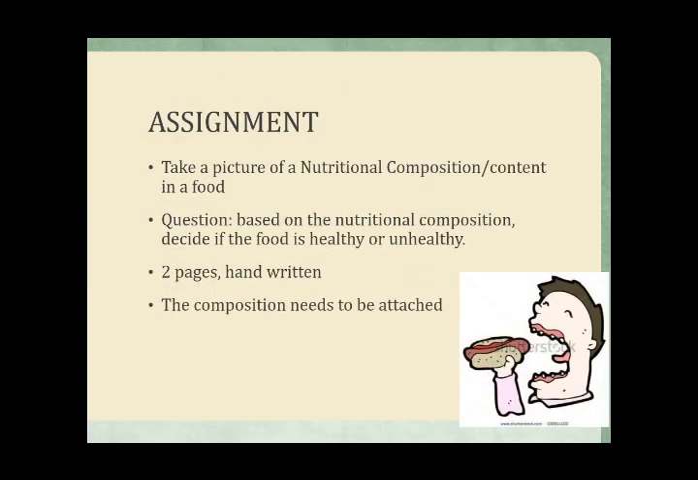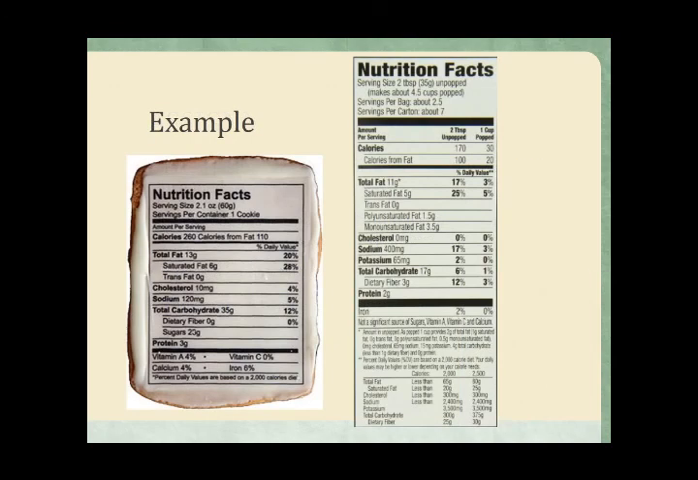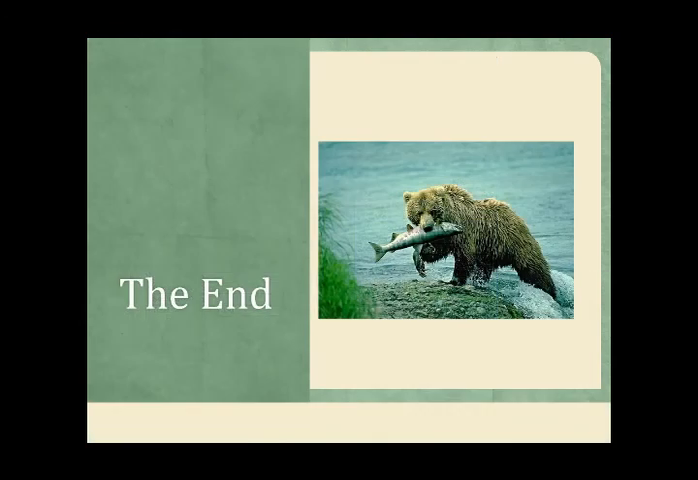Okay. So here is your assignment. Take a picture of the nutrition composition or content of food, and based on that, you decide if the food is healthy or unhealthy. It must be 2 pages, handwritten, and the composition must be attached, such as this. The end.